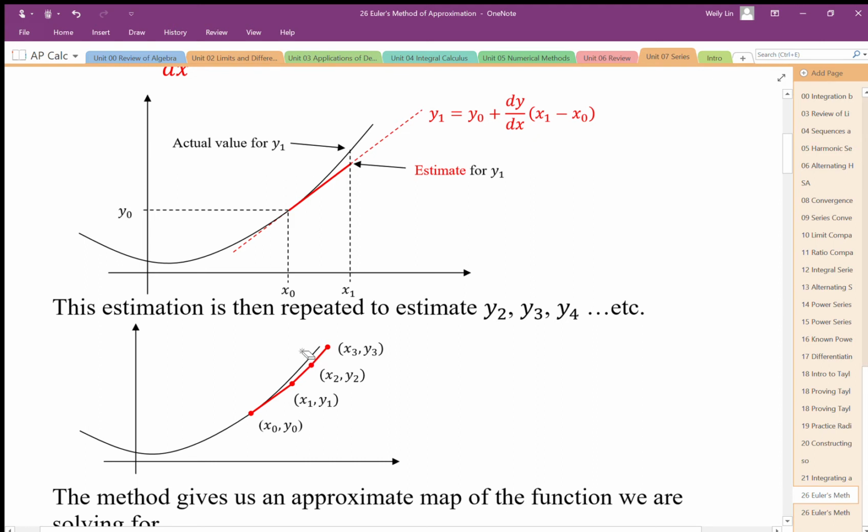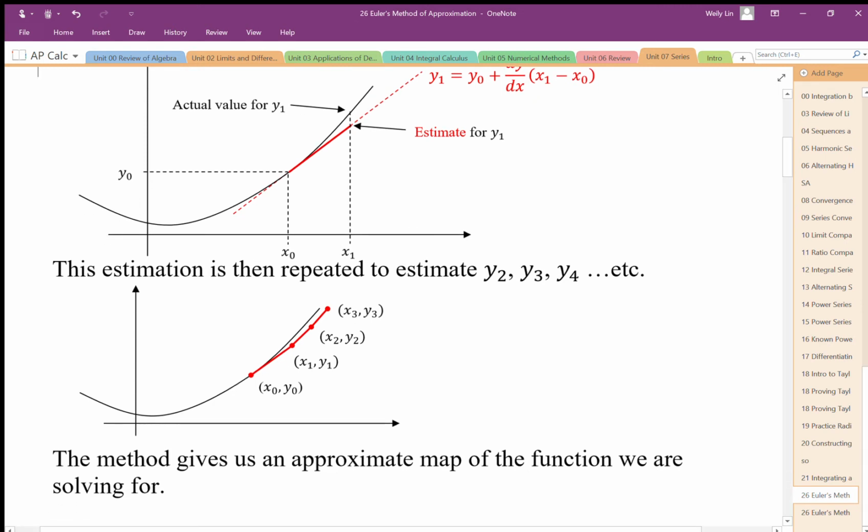And then we repeat the process. We find the derivative at this point because we have the x and y. We find the linear equation because we have the slope and the x and y. And then we extrapolate that to find the third point. And we can keep repeating this process. And what we're going to end up doing is we're going to kind of trace out a map of this function. So it's not going to be exact, but it's going to tend to follow it.